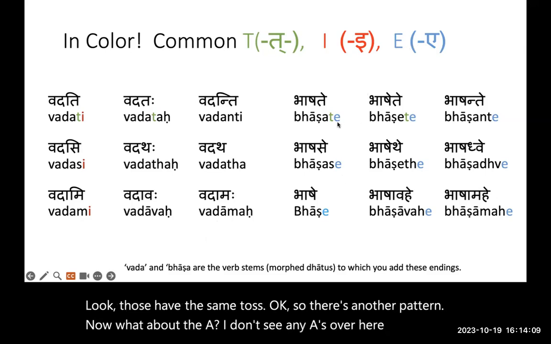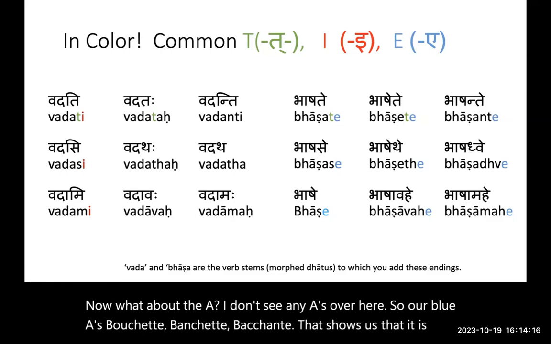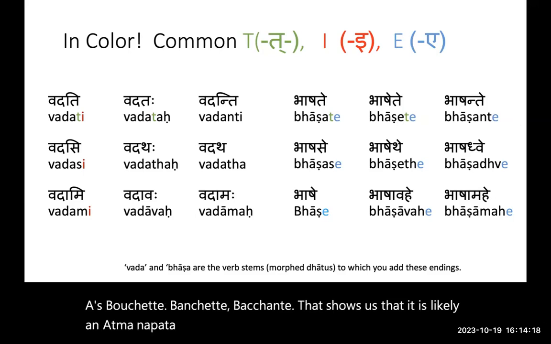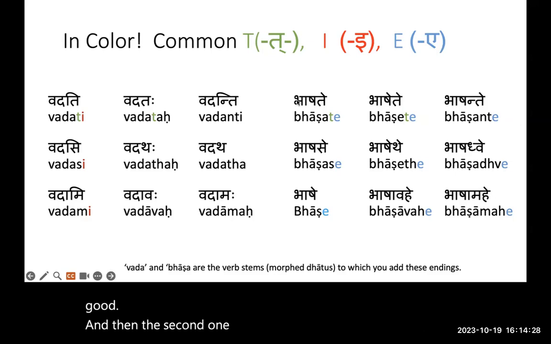So our blue A's, bhaṣate, bhaṣate, bhaṣante, that shows us that it is likely an Atmanepada present. We're remembering that our root is vad, becomes vada in the first class. The a is added to the root that is gunad. And then the second one here, bhaṣate, is also a verb in the a class. So the root bhaṣ becomes bhaṣa.